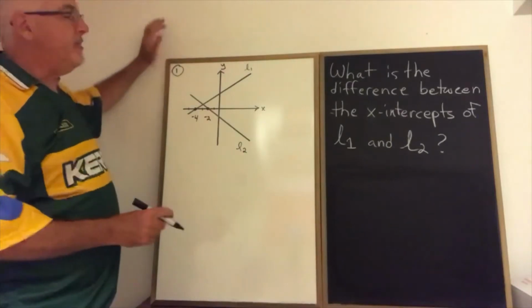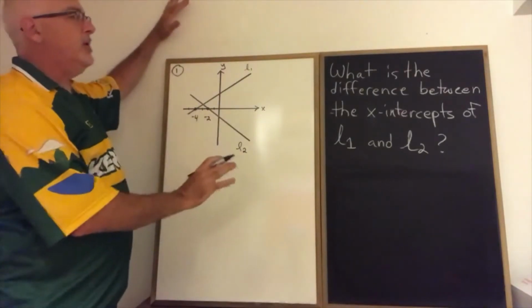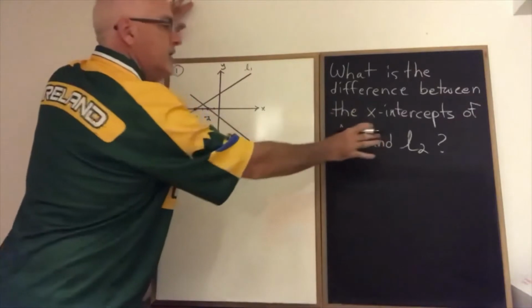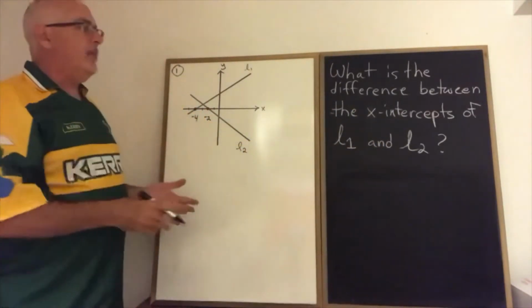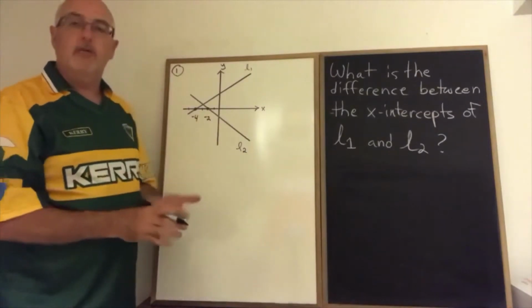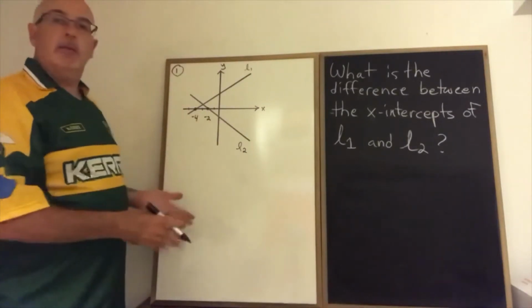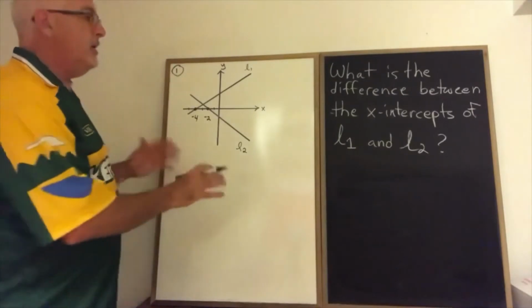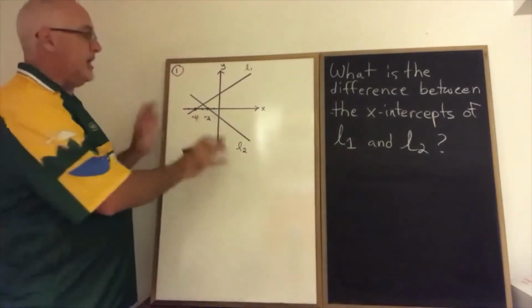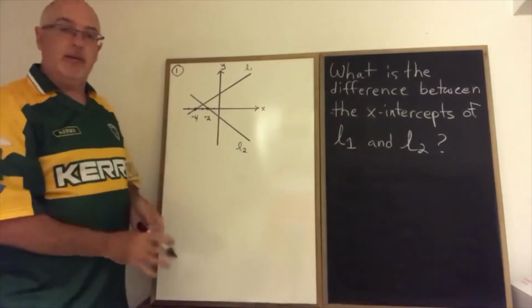In today's Daily Dose of Math, we are answering the question, what is the difference between the x-intercepts of line 1 and line 2? To do this, you have to be able to find the zeros of a straight line. Sometimes they're handed to you, sometimes you have to do some calculations to find them. I'm going to do several examples, but example 1 is going to be the easiest and fastest.